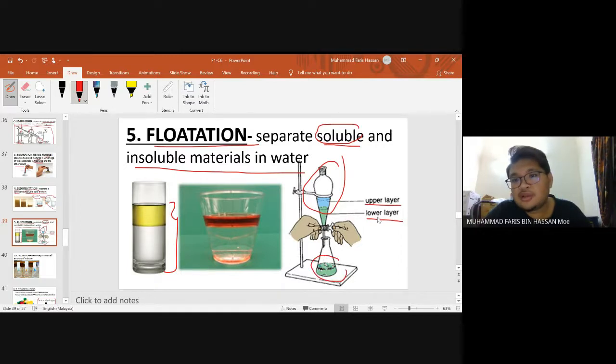Once all the lower layer is inside the conical flask, turn off the tap. Once you turn off the tap, change the conical flask. Find another empty conical flask. Once you replace the conical flask with the new one, you just turn the tap back on and let the upper layer flow into the next conical flask. So that is the way to separate both of the materials.